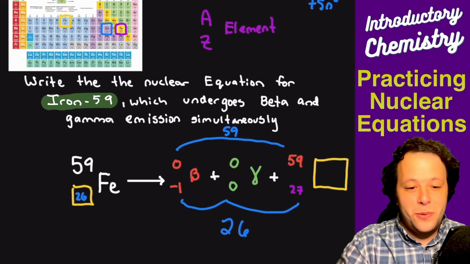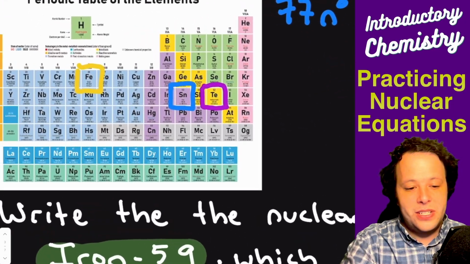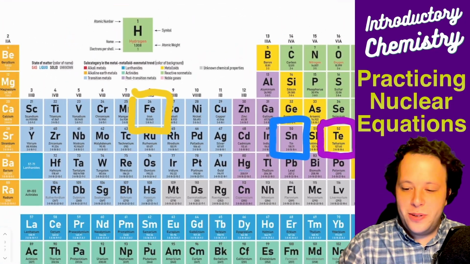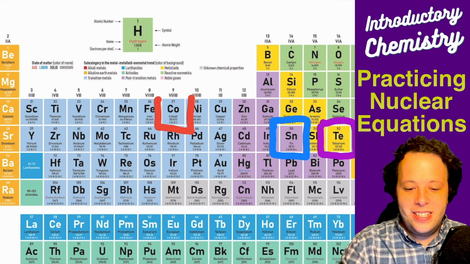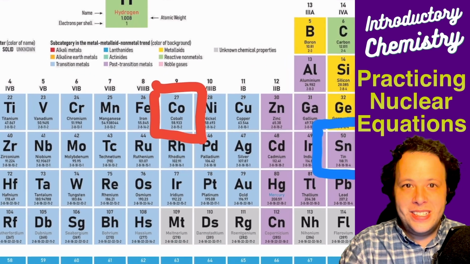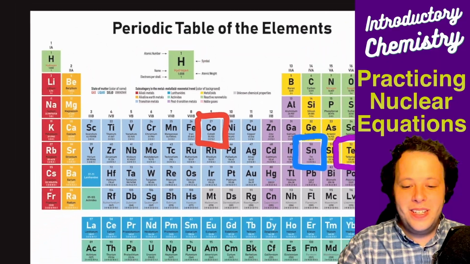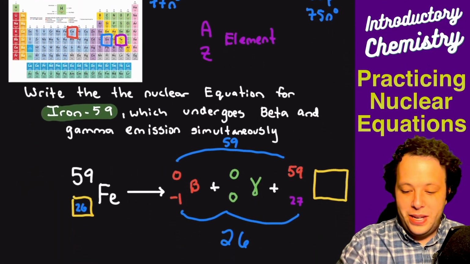So let's try to figure out what number 27 is. It's going to be really close to iron. So it's going to be right next door to it. And I have it kind of covered up with my box. And you're going to see that it is cobalt. Cobalt is number 27. All right, so we're going to fill that in, that we have cobalt.